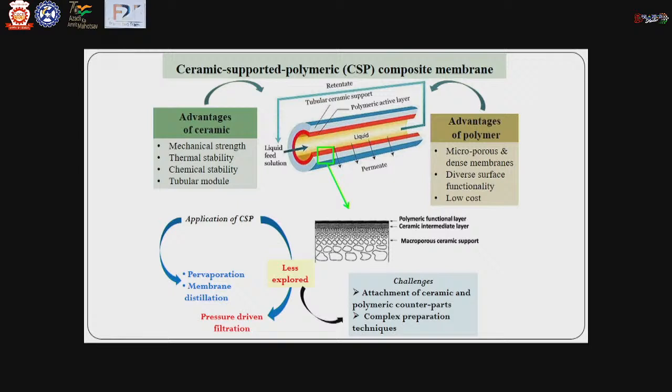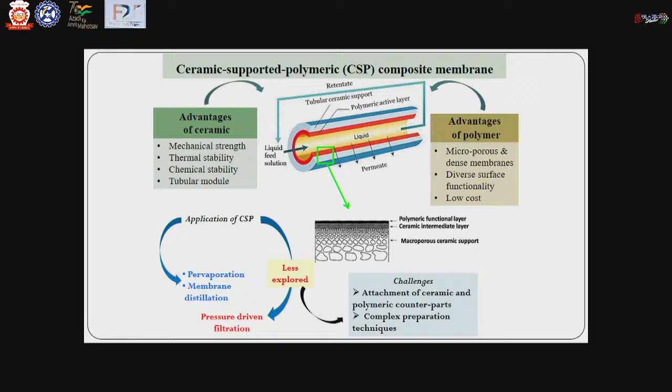Ceramic membranes have the advantages of high mechanical, thermal and chemical stability, along with the advantage of being fabricated in a tubular module. And the advantage of the polymeric functionality is that it can be precisely tuned into the dense or microporous range, and the functionality of the polymeric active layer can be tuned according to the application. And also the cost of fabrication of the polymeric active layer is much lower than pristine ceramic ones.